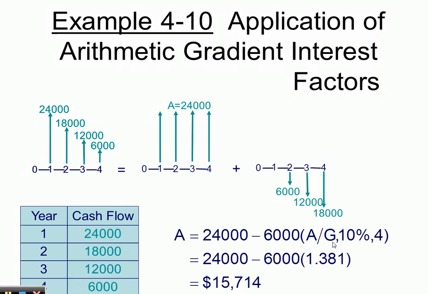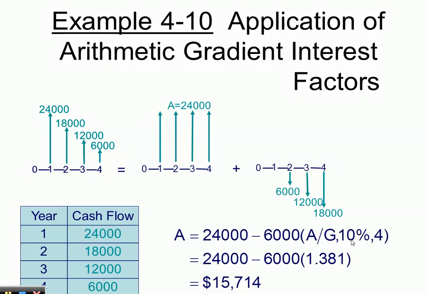Maybe sometimes it's more suitable to understand things in terms of a uniform series, represented as the same yearly expenses or the same yearly benefits that we get every year, even though we might have some kind of structure that has a trend. So now this negative 6,000 is a G. We want to find the uniform series that is equivalent to this gradient, and that's why we're multiplying by A given G.